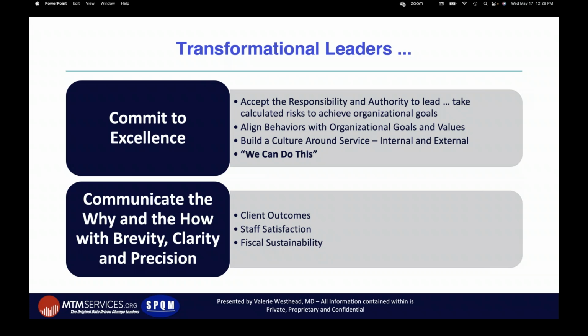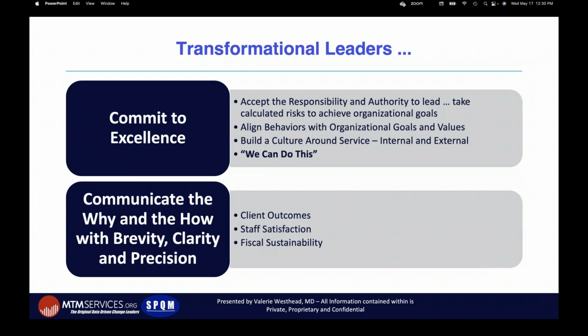Some of the things that transformational leaders do is, number one, they commit to excellence. What I mean by that is, I'm taking on the job, I'm accepting the responsibility and the authority that I need to lead. I am willing to take some calculated risks, and I'm willing to make decisions when they need to be made, to achieve the goals of the organization. That's going to be a pretty heavy lift sometimes, but that is what you're agreeing to if you want to become a transformational leader. If you want to be an effective medical director, that's what it will take.